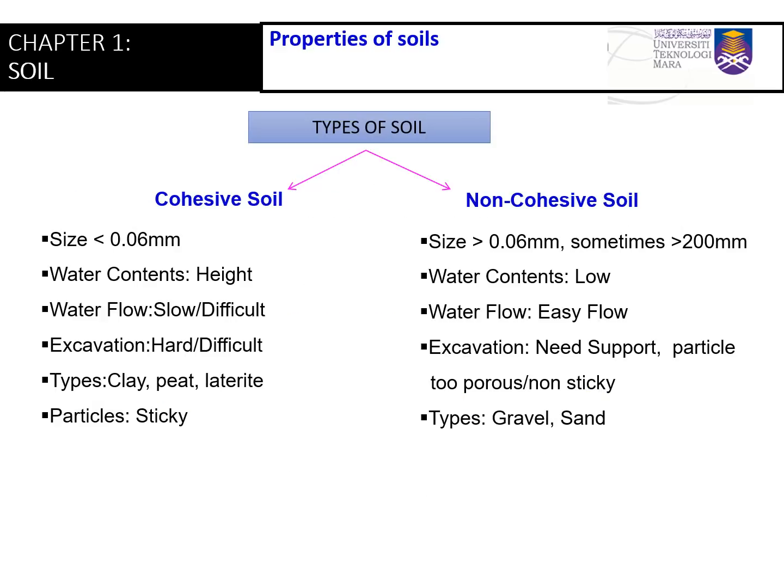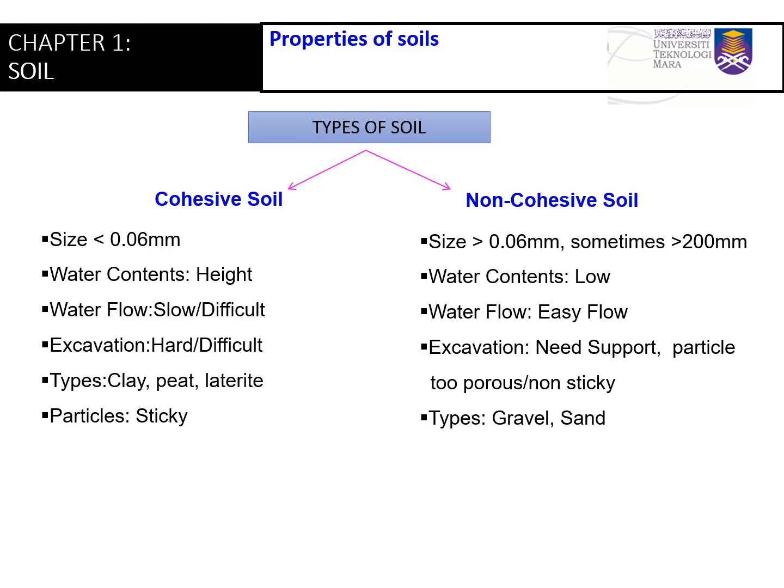Soil can be divided into two different types, cohesive or non-cohesive soil. Cohesive soil in Malay is called berjelikit. Non-cohesive means it's not berjelikit. Jelikit means it's sticky, like clay. And non-cohesive is not berjelikit, like sand. However you hold it, it doesn't stick to your hand.